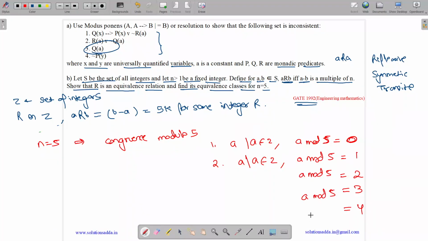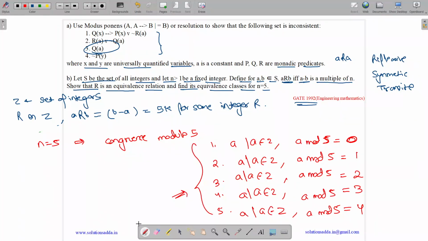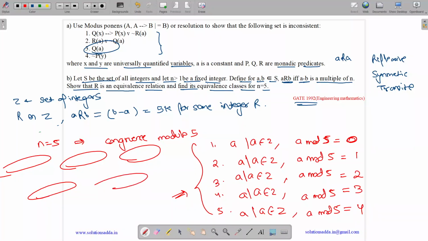So we have A mod 5 for each, because modulus can have only 5 values: 0, 1, 2, 3 and 4. So A such that A belongs to Z, the set of integers. So this is our equivalence class for n equals 5, which means the integers can be broken down into 5 classes. So these are our solutions.